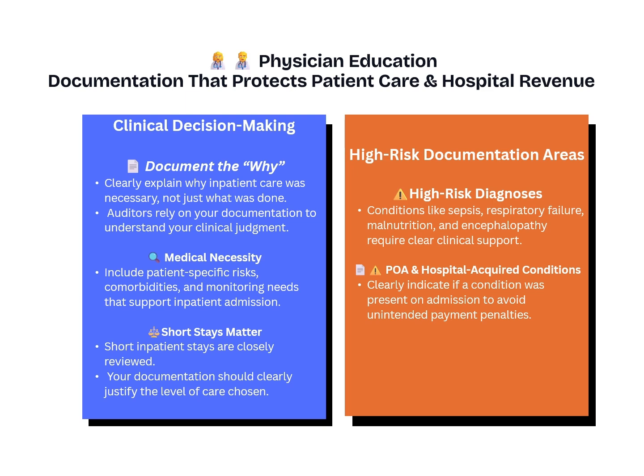High-risk documentation areas. 4. High-risk diagnoses. Conditions like sepsis, respiratory failure, malnutrition, and encephalopathy require clear clinical support. 5. POA and hospital-acquired conditions. Clearly indicate if a condition was present on admission. Missing POA documentation can reduce payment, trigger denials, and create compliance issues.